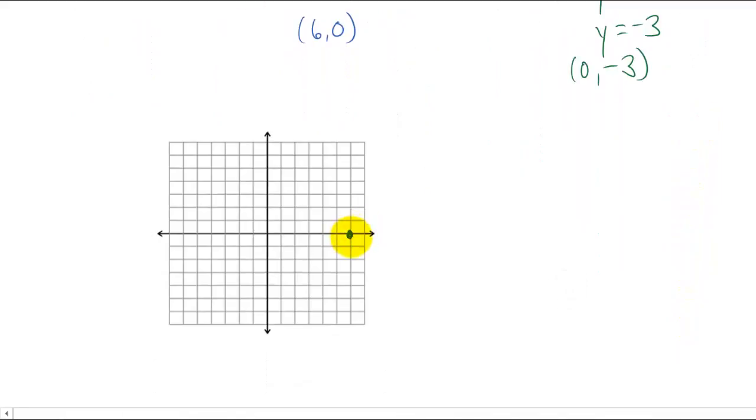Okay, now let's graph those x and y intercepts. (6, 0) is right here, and (0, -3) is going to be down here. And we know that since this equation is represented by a line, that line is going to connect those x and y intercepts, and that's going to be the answer.